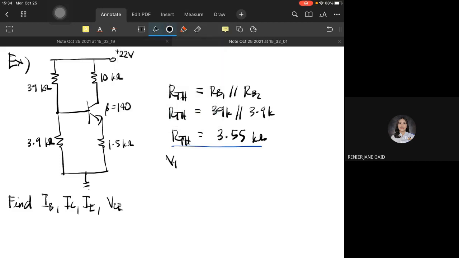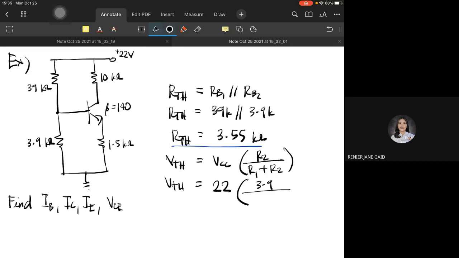How about VTH? VTH is VCC times R2 over R1 plus R2, that is RB2 over RB1 plus RB2. So 22 times 3.9 over 3.9 plus 39. That is 2 volts.